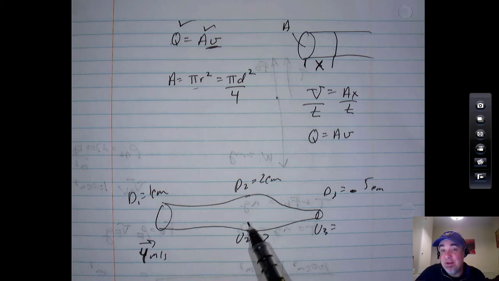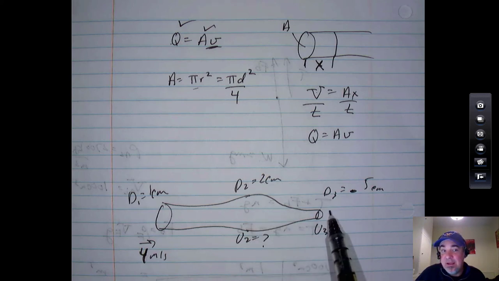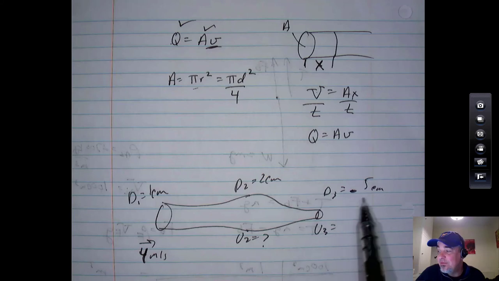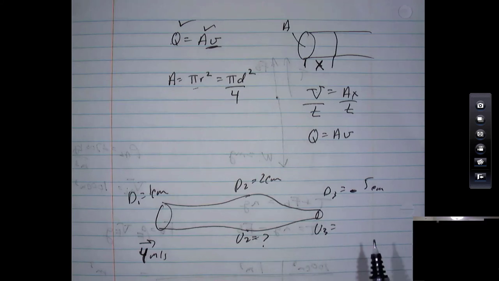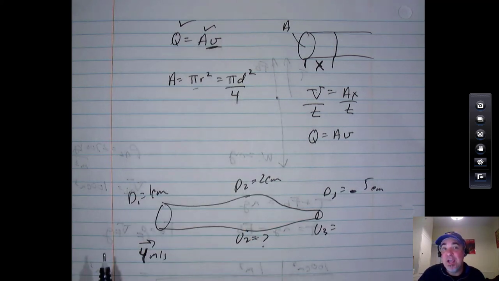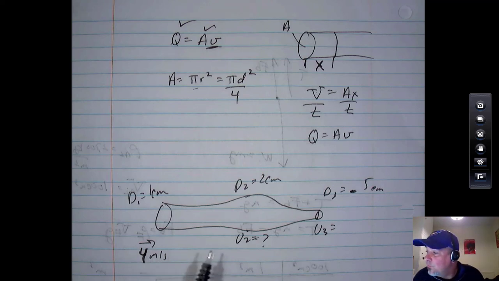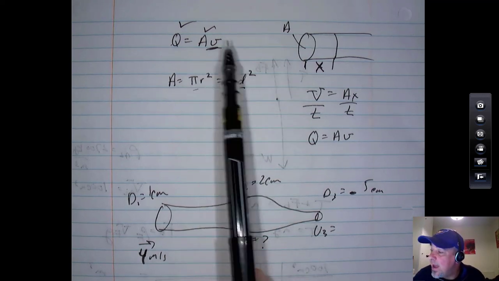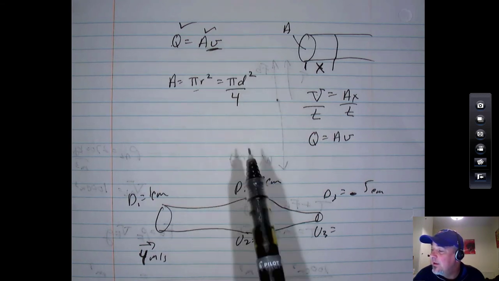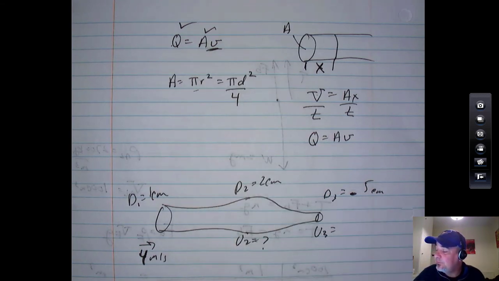And you'll see why in a minute. Here it goes from 1 all the way up to 2, but then back down to 0.5. And we want to know the speed here and the speed here. Again, the thing that's not going to change is the volume flow rate. The Q is the same. It's the same amount of volume per time. Same amount of cubic meters per second.